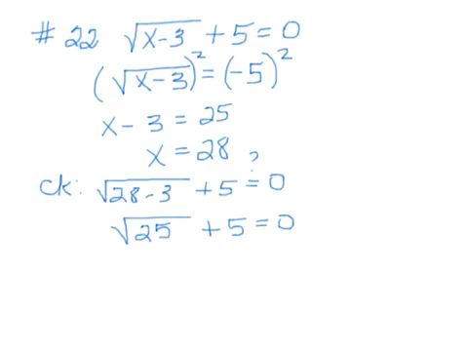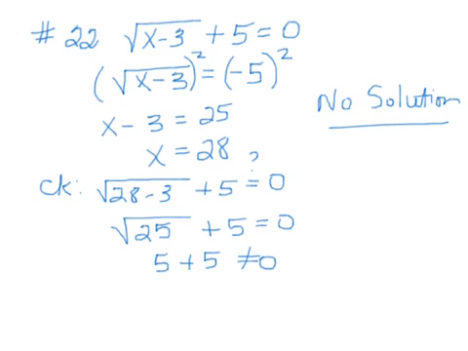Okay, now if we were taking the square root of a variable, we could say plus and minus, but we're not. We're taking the square root of a number, so we can only have plus. These are not equal. Therefore, there is no solution at all, not even imaginary.